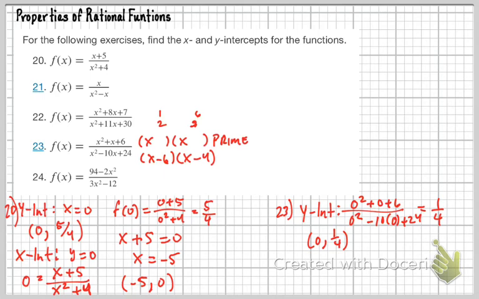Therefore, for the top, I'm not going to have an x-intercept. Remember, that's where my rational expression is 0, and since the top is never going to be 0 because it's prime, that tells me I don't have an x-intercept. So I can say no x-intercept, and that's sufficient for an answer.